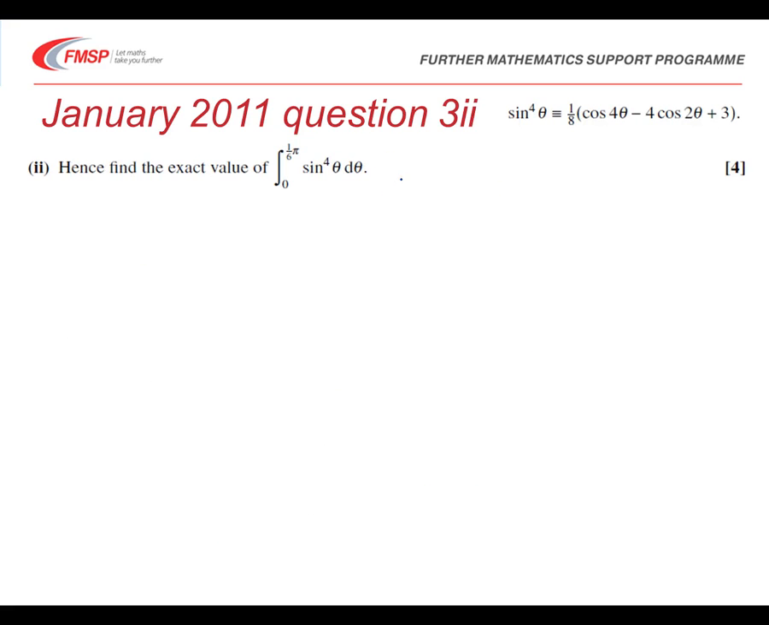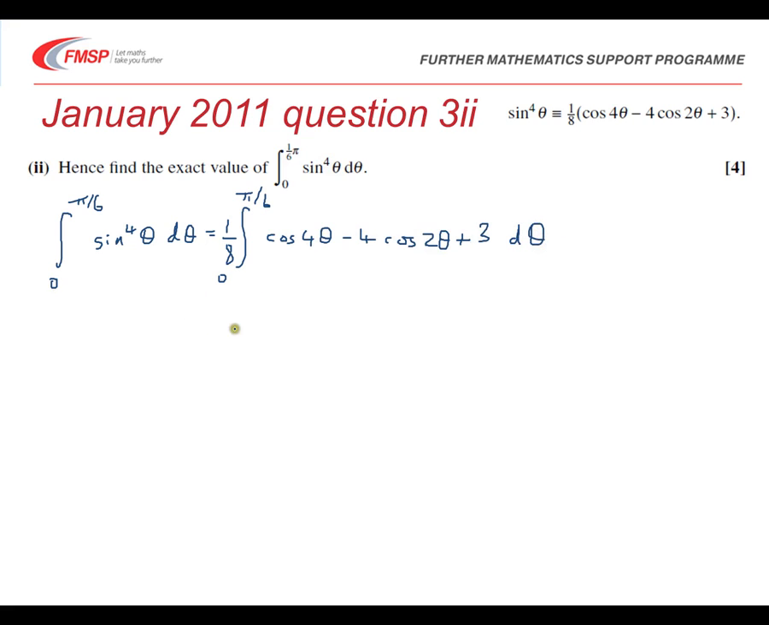Now the second part of the question just uses that to solve an integral. So I want to integrate from 0 to pi over 6 of sine to the 4 theta d theta, which is now going to be the same as integrating from 0 to pi over 6 of 1/8, which I'll stick out on the outside of the integral where it won't do any harm, cos 4 theta minus 4 cos 2 theta plus 3 d theta. I'll go through the rest of this fairly quickly because this is fairly standard A2 core work.